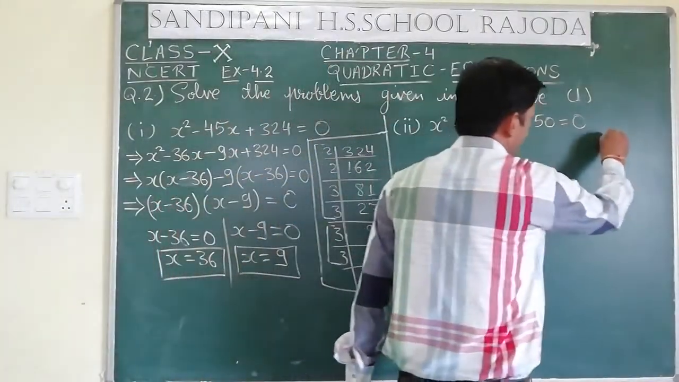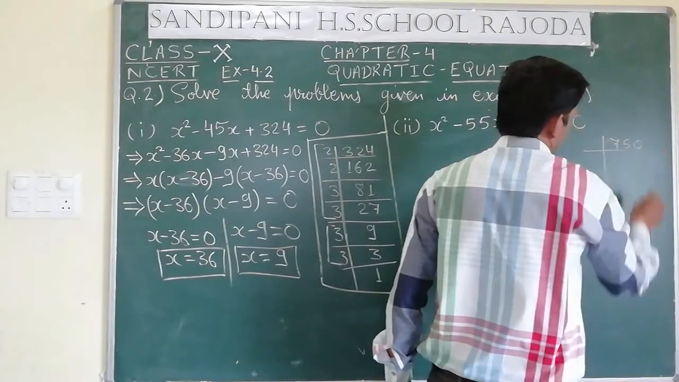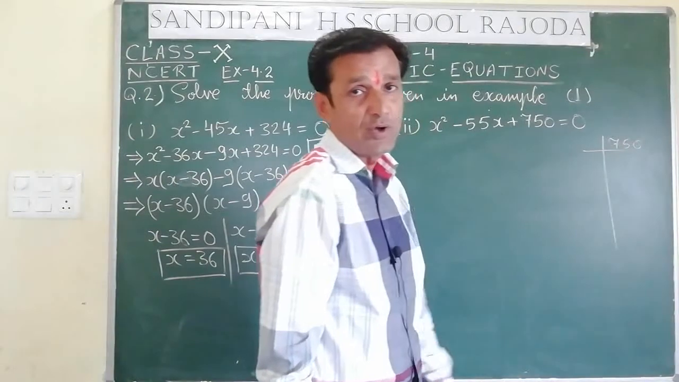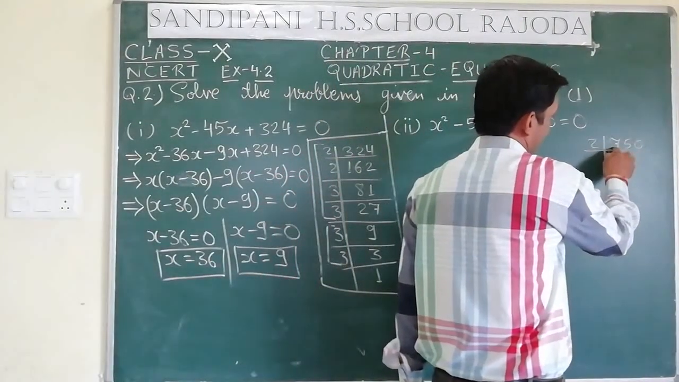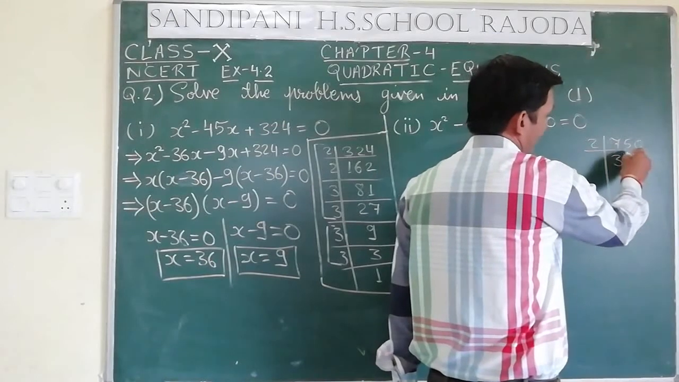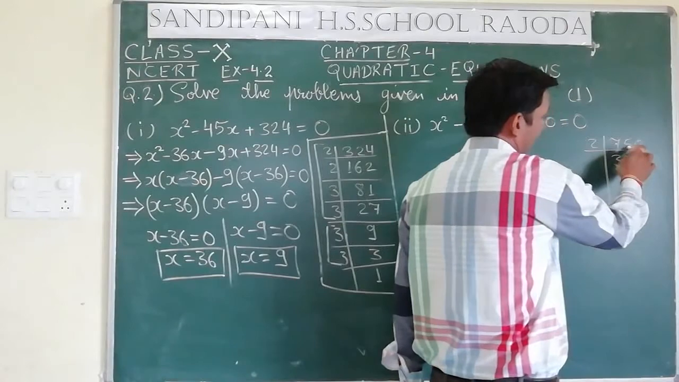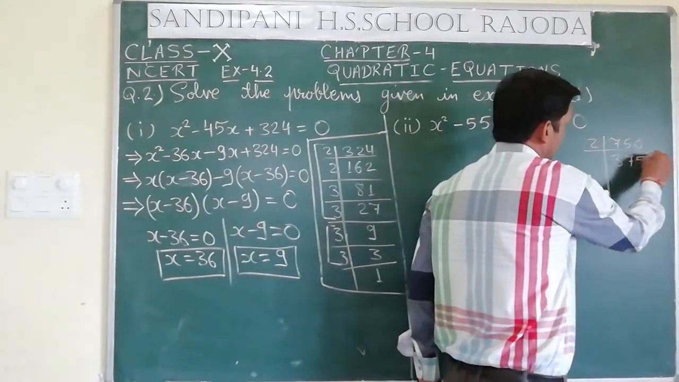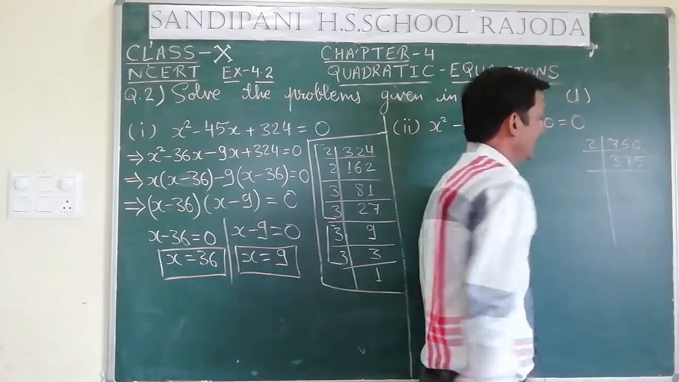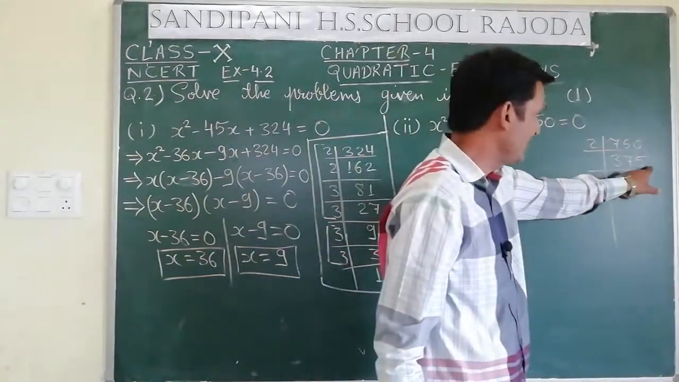Now we have to factorize 750. Once the place digit is 0, it will be divisible by 2. So 2 3s are 6, the remaining term is 1, 1 5 15. So 2 7s are 14, the remaining term is 1, 1 0 10, 2 5s are 10. It can't be divided by 2 now because the one's place digit is 5.